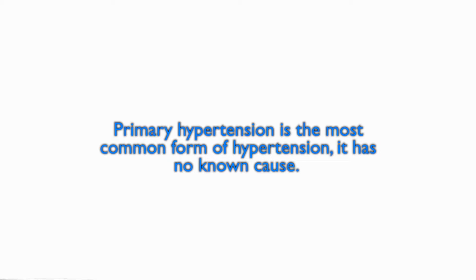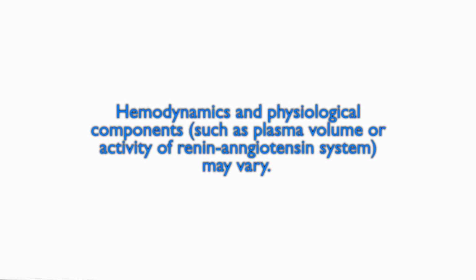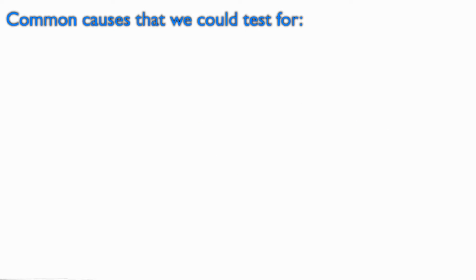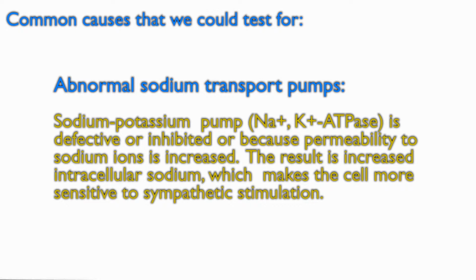It's thought to be a combination of causes. There are hemodynamic and physiologic components, for example plasma volume, activity of the renin-angiotensin system, and the sympathetic nervous system. Common causes for primary essential hypertension, which we do not yet test for, would be abnormal sodium pump transport, meaning that people have varying functional sodium-potassium ATPase pumps that control the sodium ions transporting through the cell membrane. It's thought that there's genetic variation, and so some people have abnormal pumps, which lead to elevated blood pressure.